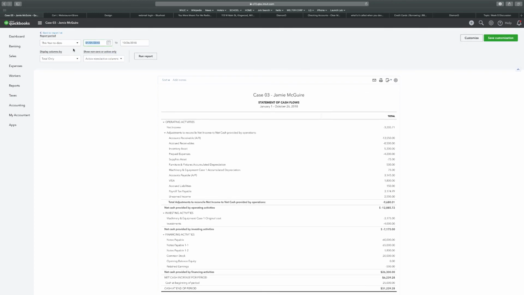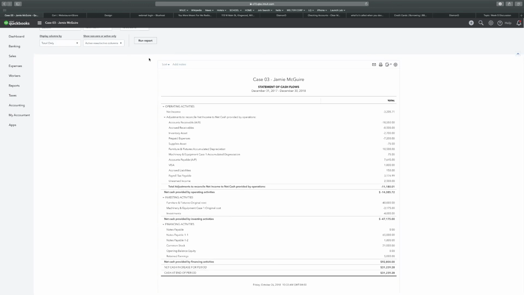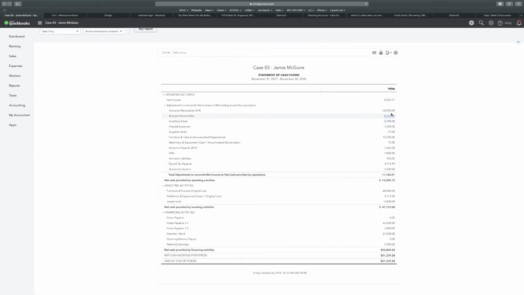Again, if I want to look at case 1, I'm going to change it. Now this is a range. 12/30/17 to 12/30/18. Run report. And this is the cash flow that I have for the first case.